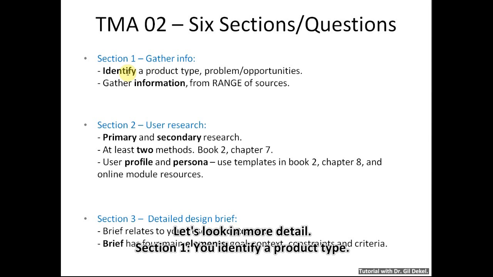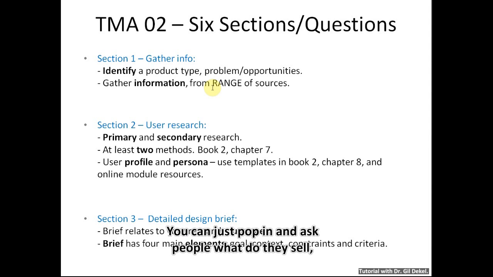Section 1, you identify a product type. For example, a vegetable skin peeler is a product type. There are many types of peelers which you would look into, and then you identify problems and opportunities within those vegetable skin peelers. For example, you will gather information from a range of sources. One source is online, another source is going to the library or even going to shops and asking retailers for any advice. You can just pop in and ask people what they sell, what they think about the product that they sell.